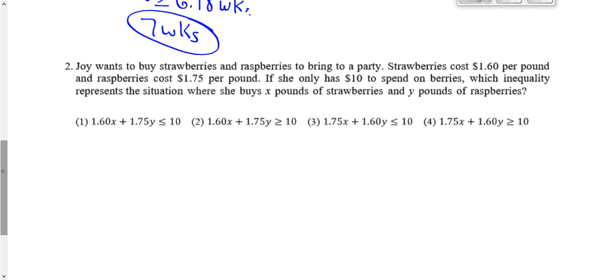What is that? All right. It's like somebody screaming at me. Anyway, let's all, on our own, read over number 2.